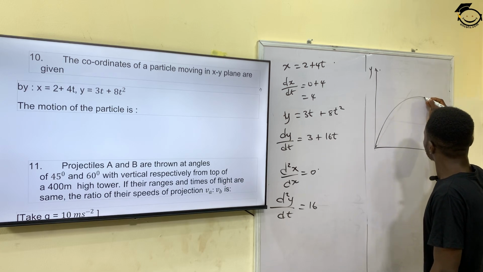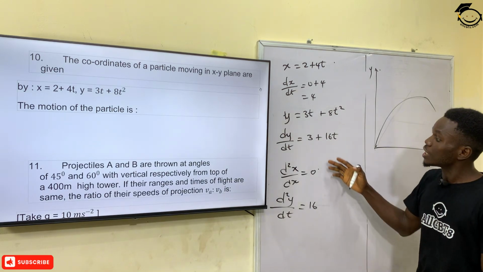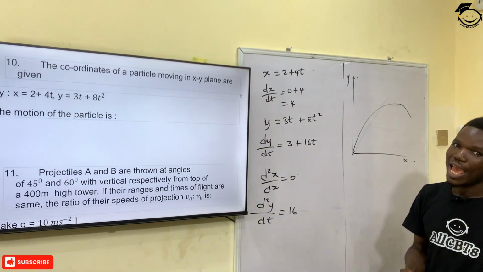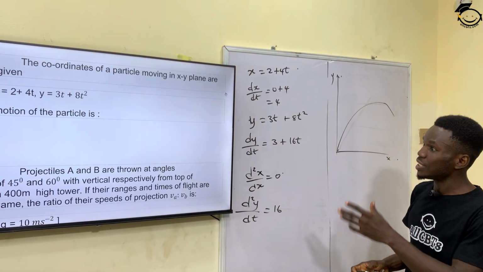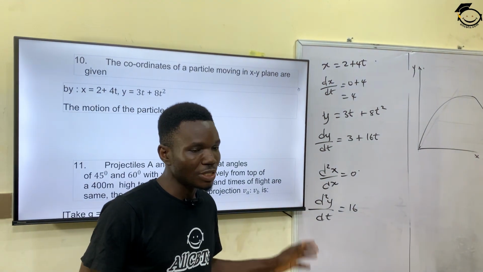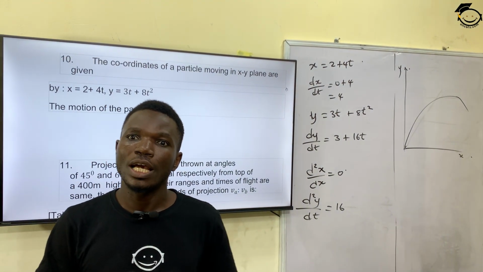As in this case, it will be having a parabolic motion, because there is no acceleration on the x-axis. And it means that the motion of this particle is a uniformly accelerated particle. It means that the particle is a uniformly accelerated particle.